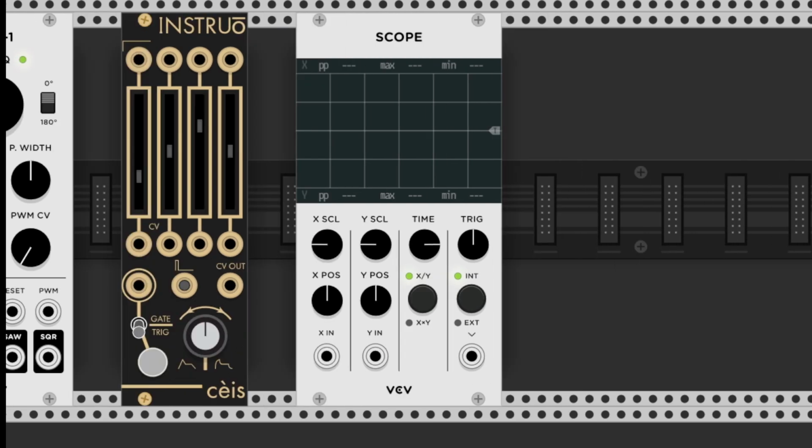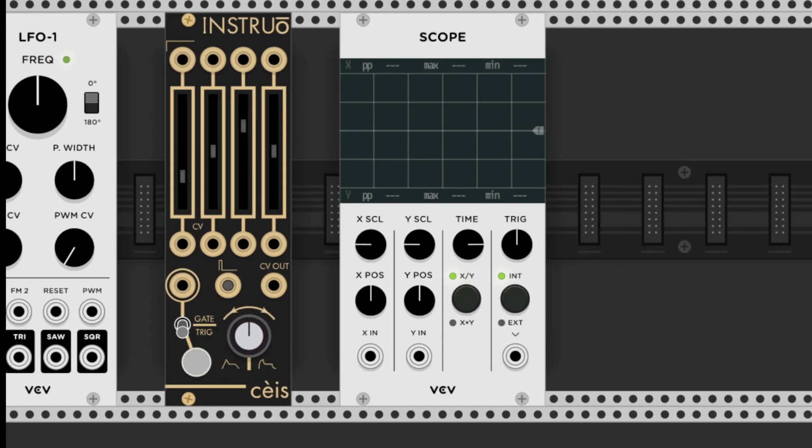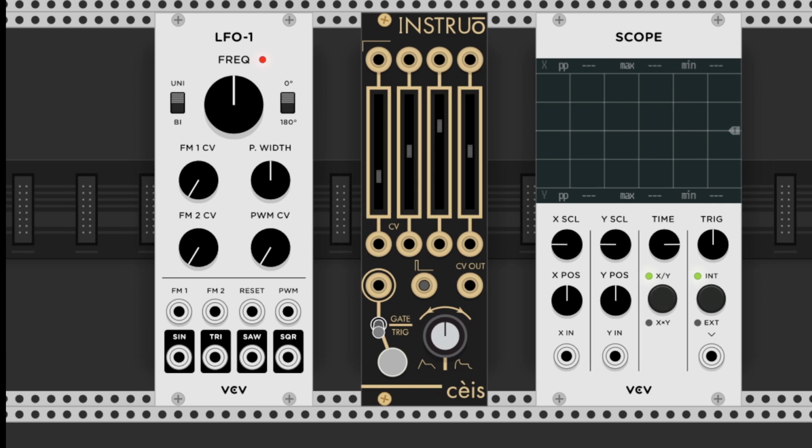The Instruct envelope generator now. It's an ADSR envelope generator, and let me show this. Should change the time. All right. What we have here is the attack time, of course, decay time, sustain level, and release time.